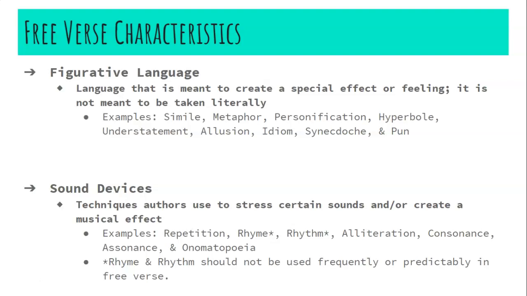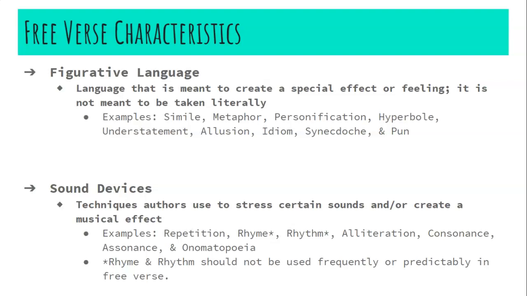I put asterisks next to rhyme and rhythm because, again, an author of free verse poetry can use those sparingly, but there again should not be a pattern of those. So not every line should rhyme, not every line should have a similar rhythm. It should be random, okay, but they can use those in moderation. Just a little bit of rhyme and just a little bit of rhythm are acceptable in free verse poetry.